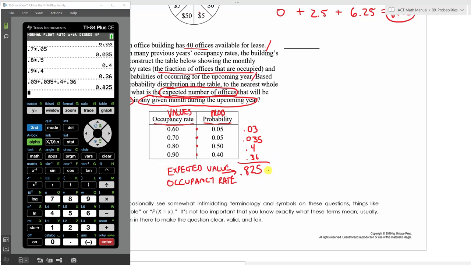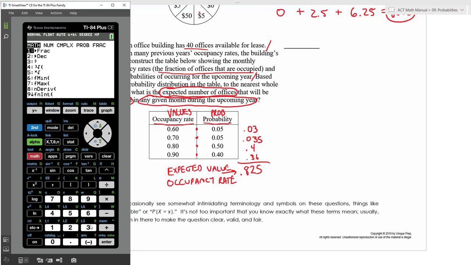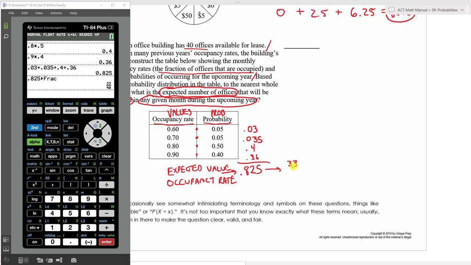So there was one more thing that we had to do. We had to take that occupancy rate, 0.825, which you can think of as 82.5%, or you could even go in the calculator and do 0.825 math, enter. So what that means is this is an occupancy rate of 33 out of 40. Remember what the question said. That's the fraction of offices that are occupied. Well, if we multiply that by the total number of offices, which was 40, what we get is 33. That is the expected value for the number of offices that will be occupied.